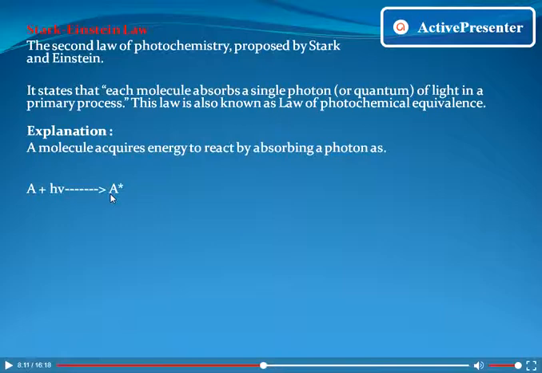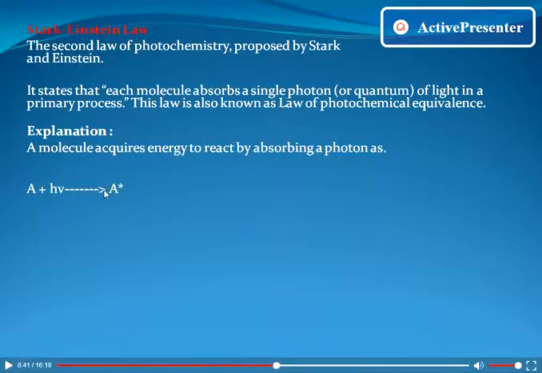Okay? But in case we use intense lasers, it can absorb more than one photon. So in other words, it can be A, and then if it is to absorb maybe two photons, in case we use intense lasers, so here it's going to be two photons.